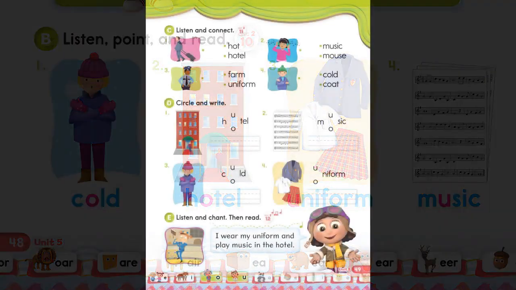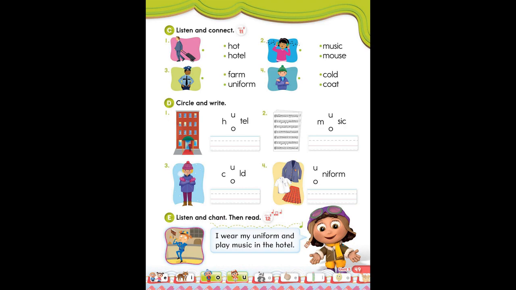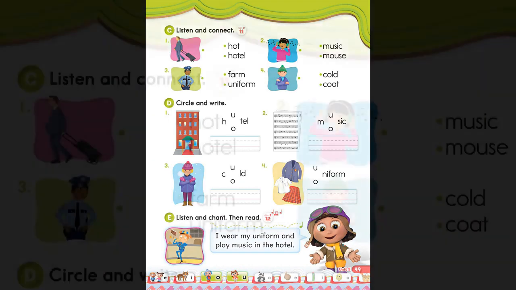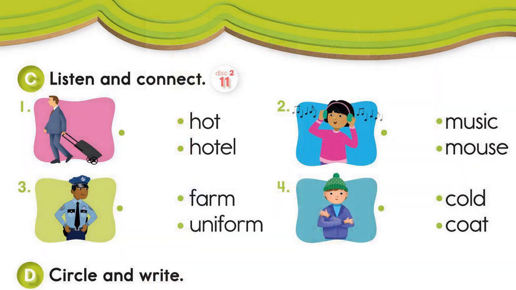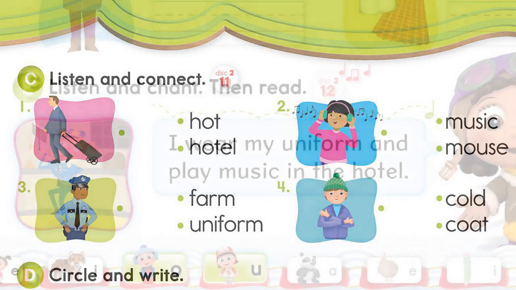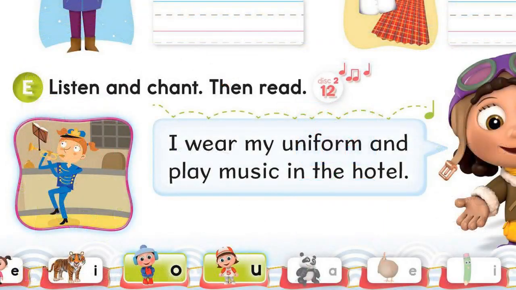Page 49. C. Listen and connect. 1. I am going to a hotel. 2. I am listening to music. 3. I am wearing a uniform. 4. I am cold. Page 49. E. Listen and chant. Then read.